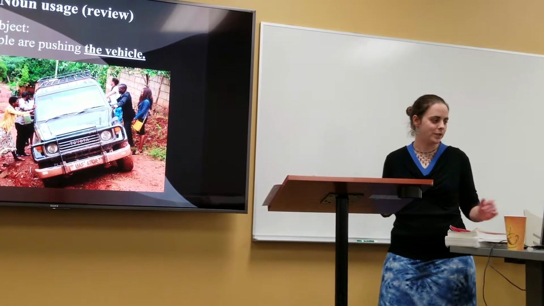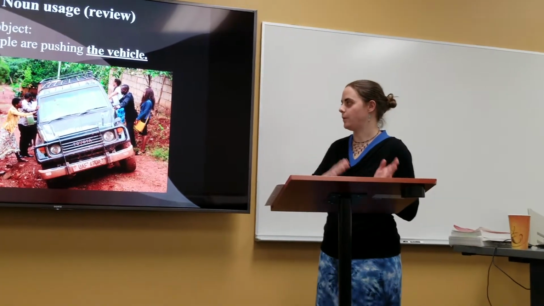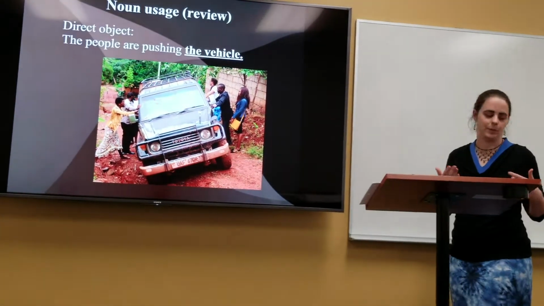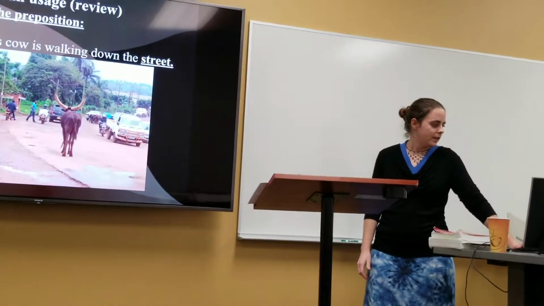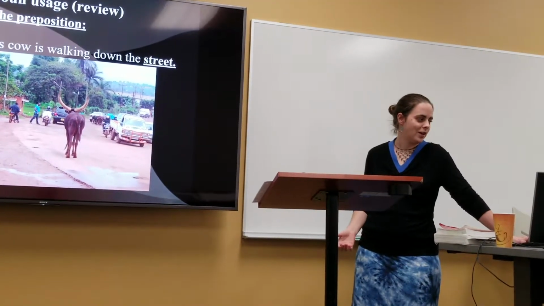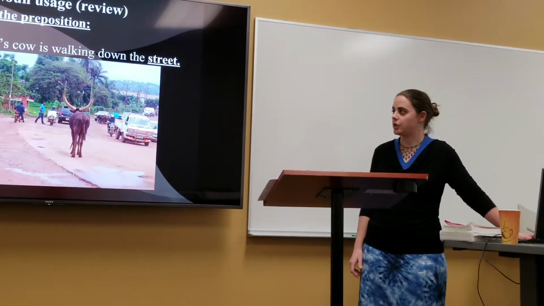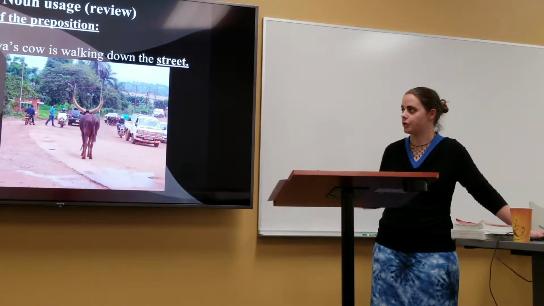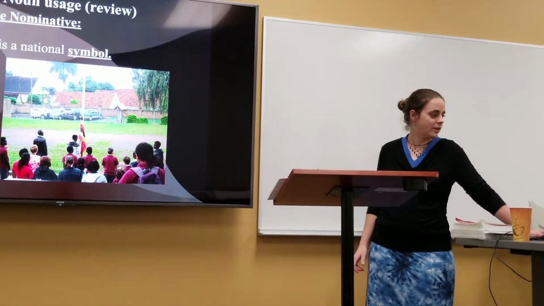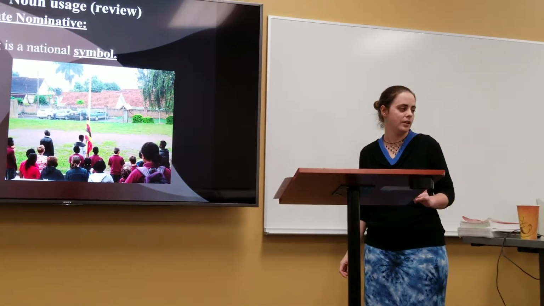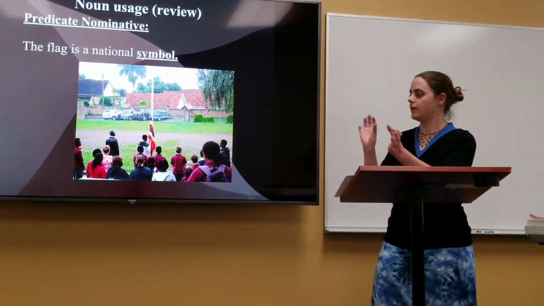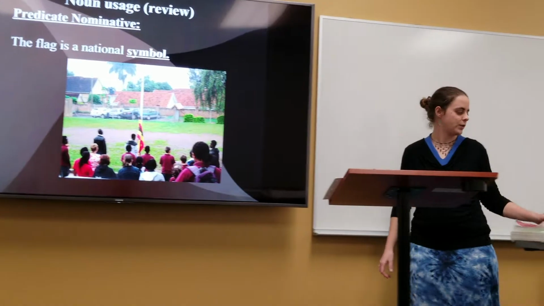Then here's a direct object. So the people are pushing the vehicle, and we would just review this. This would be fairly fast. Moisigwa's cow is walking down the street as an object of the preposition. Street, in that case, is acting as object of the preposition down. And then the predicate nominative, basically, if you replace is with an equal sign, flag is a symbol. Flag is a national symbol.